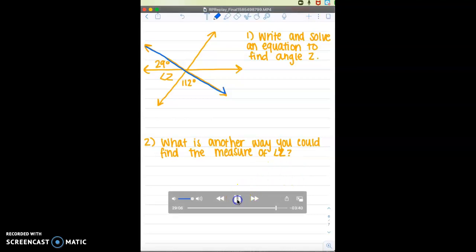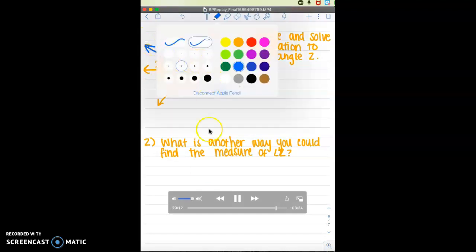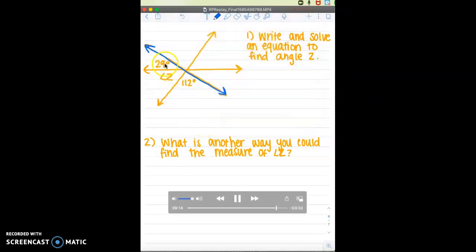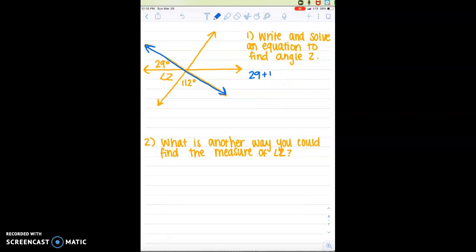So now that you've paused the video, I want you to look at this line I've drawn in blue right here. As you can see, it's a straight angle, okay? So that means that 29 plus angle Z plus 112 are going to equal 180 degrees. So I'm going to go over here and write that equation. So 29 plus 112 plus angle Z equals 180.